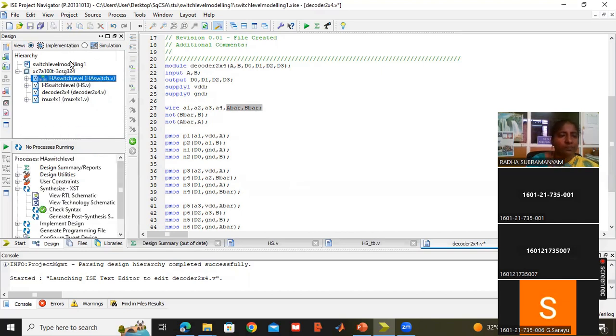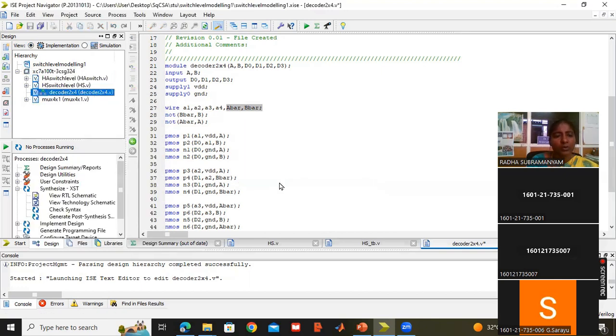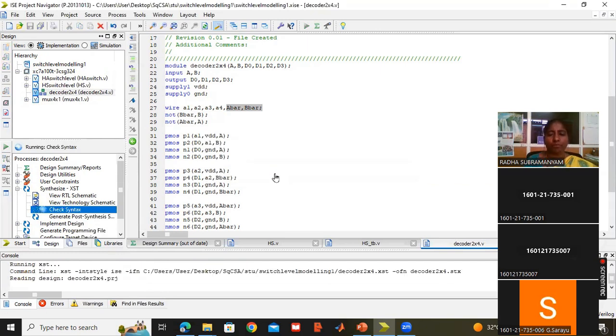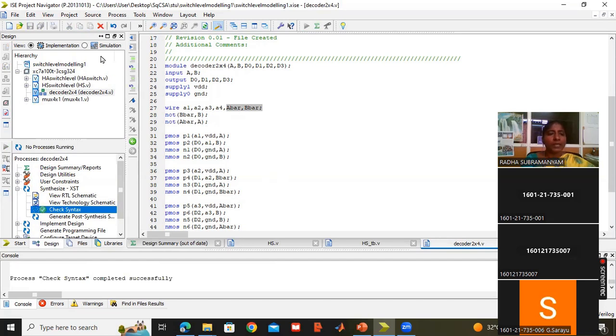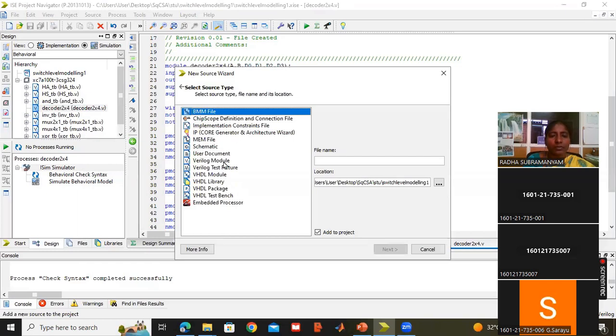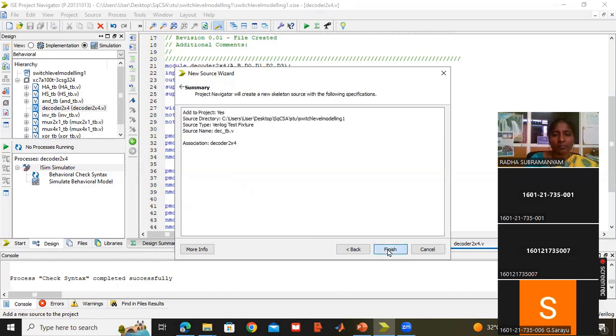Now I will go with the decoder and make it the top module. Now I have to check syntax for the decoder. Completed. Now I will go with the test bench for the decoder. With this, we will complete. So Verilog test fixture, decoder underscore TB. We are creating it for the test decoder.